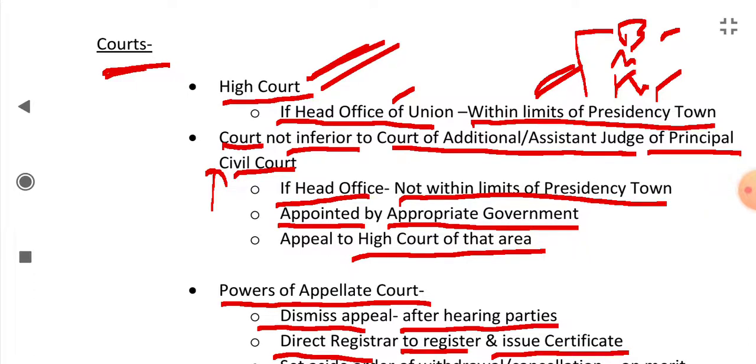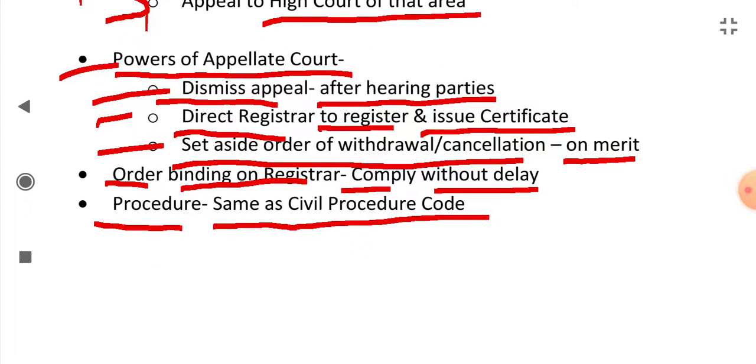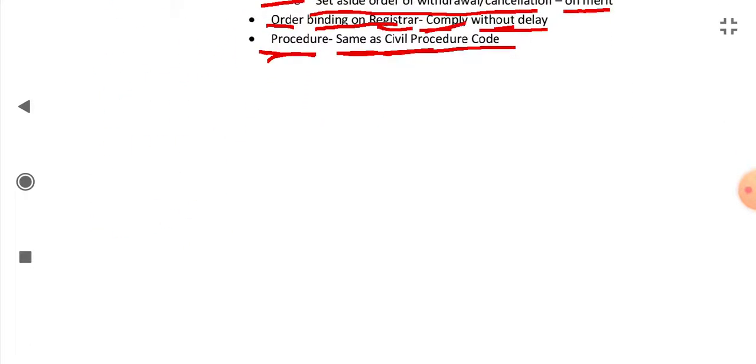If the head office is not in the limits of presidency town, then the appeal will be in the court not inferior to court of additional or assistant judge of principal civil court. It will be appointed by the appropriate government. The appeal from this court can be made to the High Court of that area. What are the powers of the appellate court? They can dismiss the appeal after hearing the parties, or they will direct the registrar to register and issue the certificate, or they will set aside the order of withdrawal or cancellation on merit. This order is binding on the registrar. He has to comply with it without delay. The procedure followed by these courts is the same as the civil procedure code. So this was registration of trade unions.